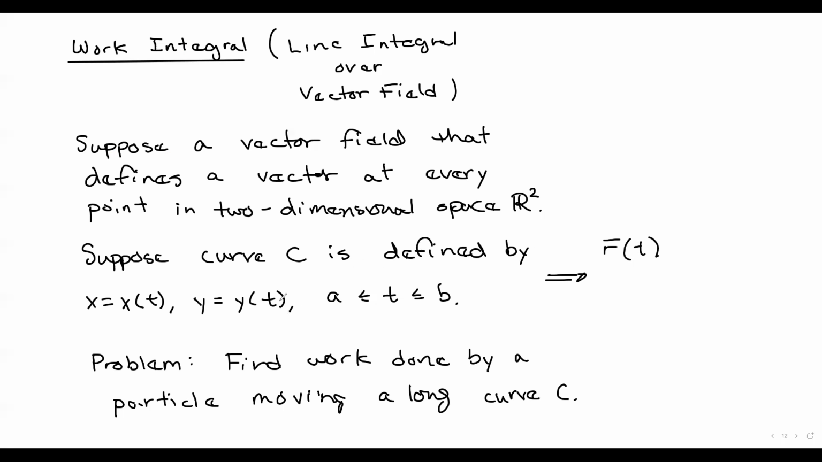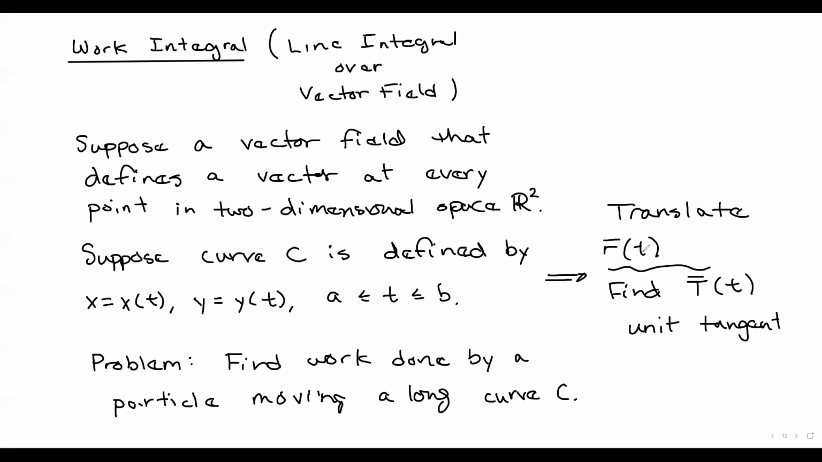So we need to be able to interchange these. Suppose we think of this as r of t. You could translate to r of t. And once we translate to r of t, we can also find capital T of t, the unit tangent, and we're going to need this as well. So we're going to need x equals x of t and y equals y of t, and be able to take those and turn them into r of t. And once you've got r of t, be able to find the unit tangent T of t.